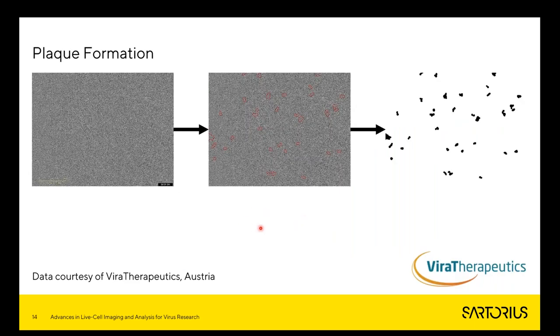A widely used approach for determining the quantity of infectious virus is a plaque formation assay. This involves growing a confluent monolayer of host cells that are then infected with the virus at varying dilutions. The plaque formations can then be seen and further quantified. Researchers from Virotherapeutics, located in Austria, performed a plaque formation assay using the Incucyte system. To quantify the plaques that formed, they took the negative impression of these masks by exporting the images and the maskings, and then using ImageJ, they did a negative impression to quantify these plaques.